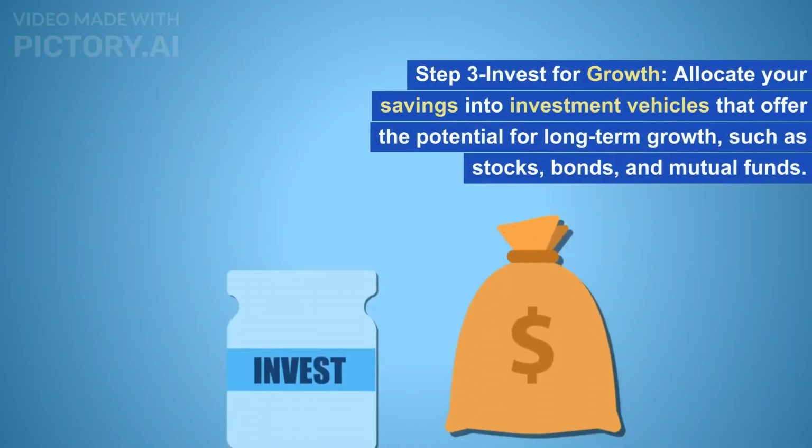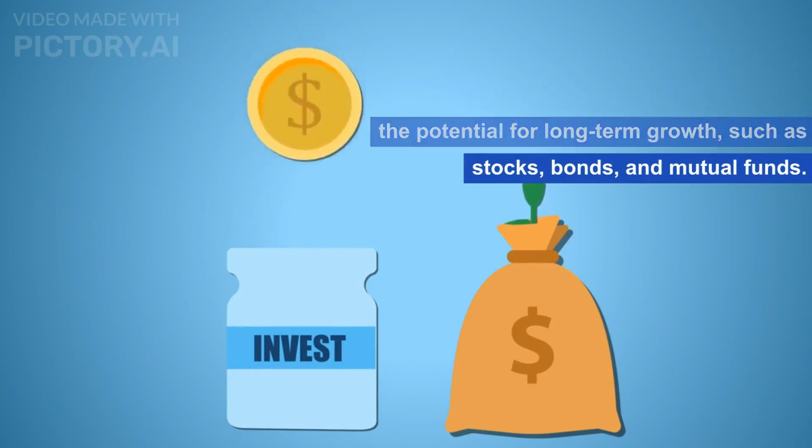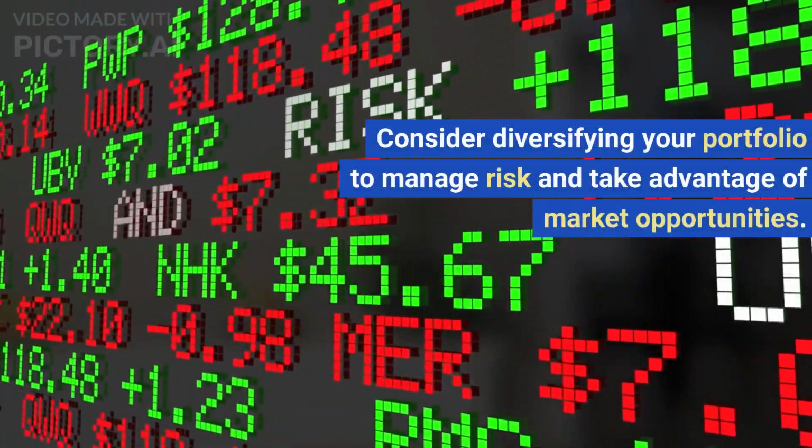Step 3. Invest for growth. Allocate your savings into investment vehicles that offer the potential for long-term growth, such as stocks, bonds, and mutual funds. Consider diversifying your portfolio to manage risk and take advantage of market opportunities.